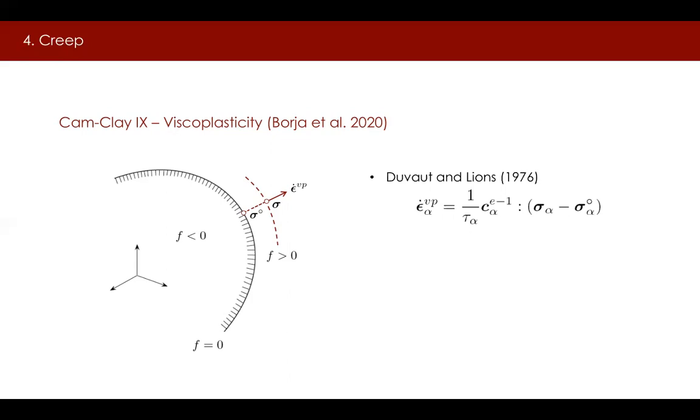The second is a formulation by Perzyna, which states that the rate of viscoplastic strain depends on how large the value of the yield function F is. Here, the two angle brackets are the Macaulay brackets, and the quantity eta in the denominator is the viscosity coefficient.